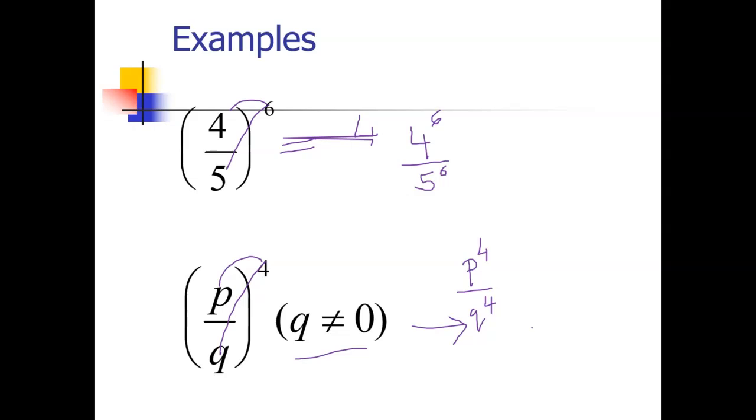Now we will try the combination of rules. So combination of rules, you can use any rule of your choice first. So this can be done different ways depending on which rule you're using first. For instance, in this case, I could have first gotten rid of the parenthesis by distributing: 3 to the power 5, 4 to the power 5, 3 to the power 6, 4 to the power 6.